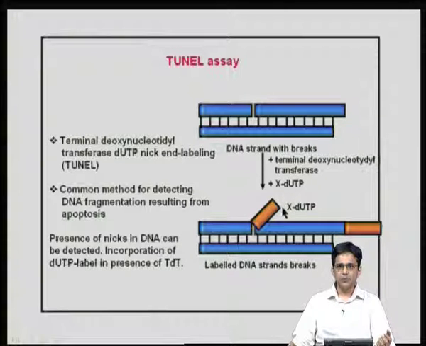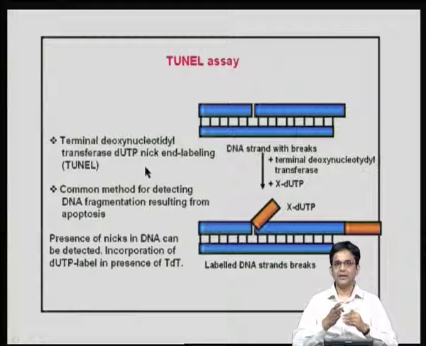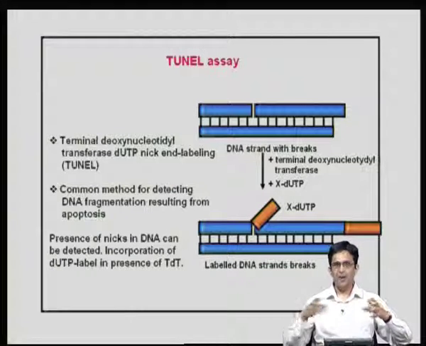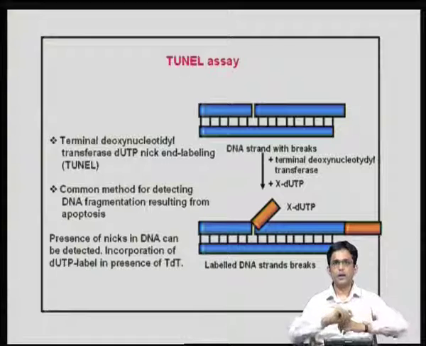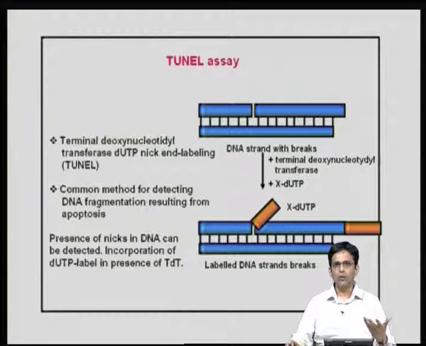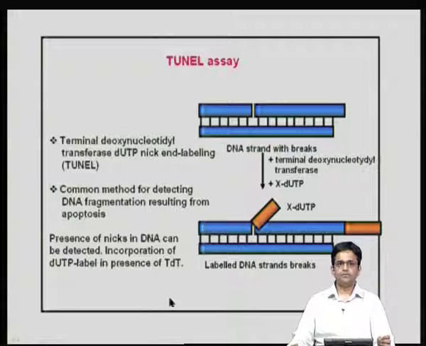And so what happens is dUTP gets incorporated here in the presence of terminal deoxynucleotidyl transferase, TdT, and so TUNEL stands for terminal deoxynucleotidyl transferase dUTP nick end labeling, because what is happening is only the 3 prime end gets incorporated with it. So if you have a lot of nicks over here, only this label will be incorporated in certain parts and will show up in a cell, and that is a readout that the cell is undergoing death. And what is shown over here, the presence of nicks in DNA can be detected by the incorporation of this. So it's just a small example of how apoptotic cells can be detected.